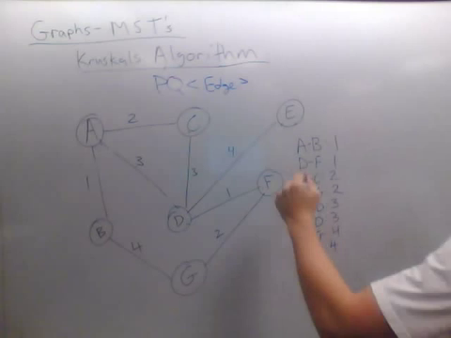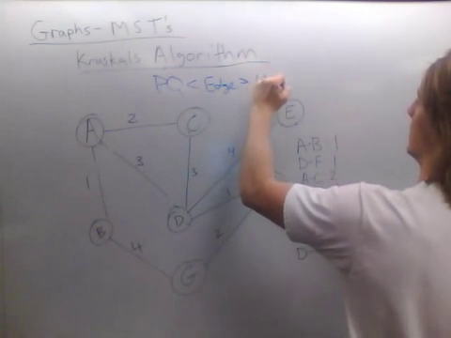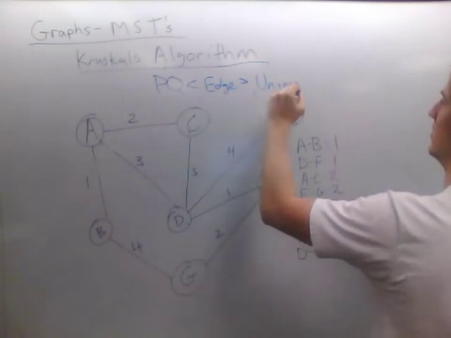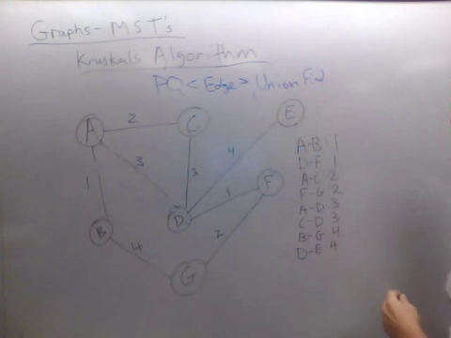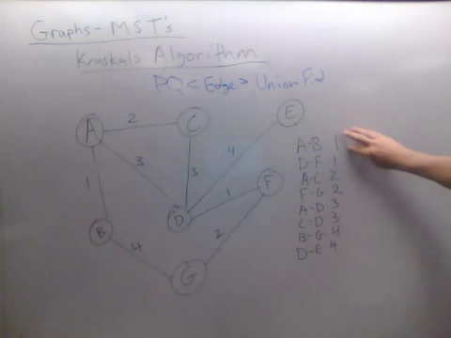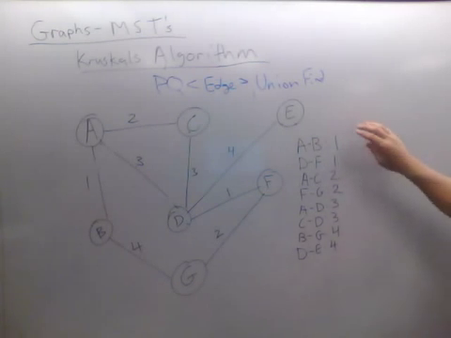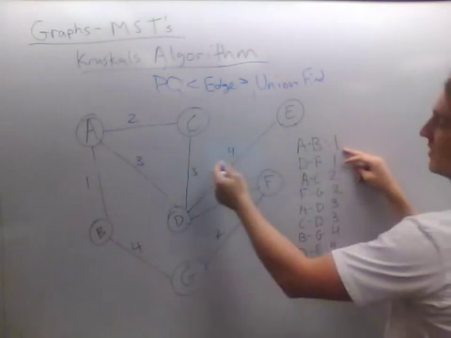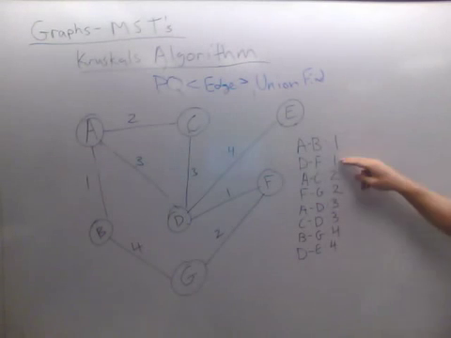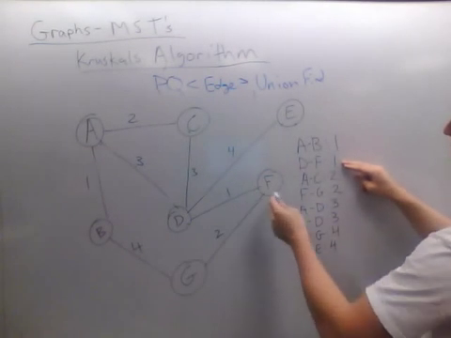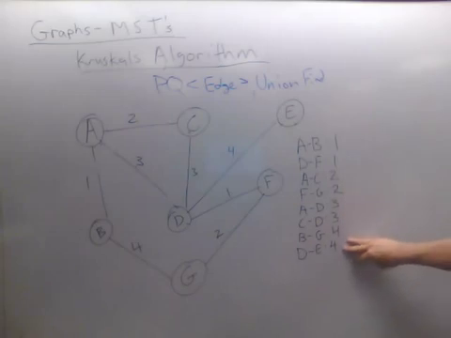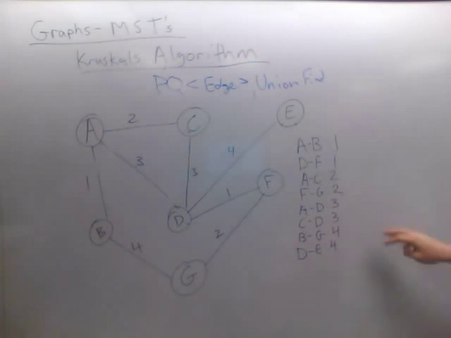and it's also going to make use of the union find data structure. Union find. So what we've done here is we have an edge list. So this is just saying that A is connected to B with weight 1. D is connected to F with weight 1. And we have these sorted increasing by weight.